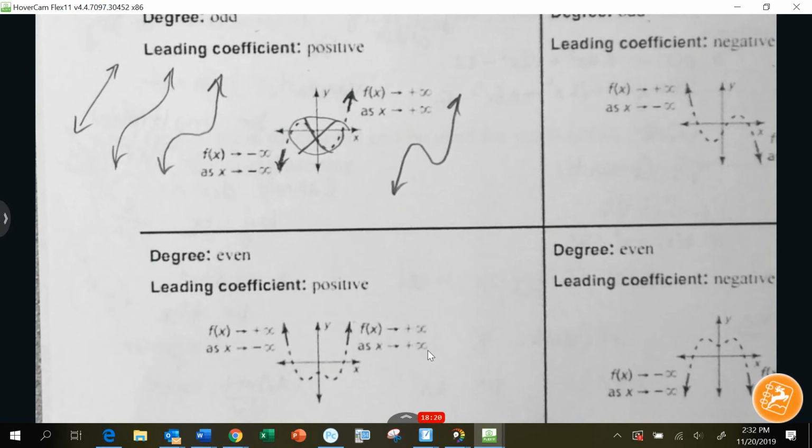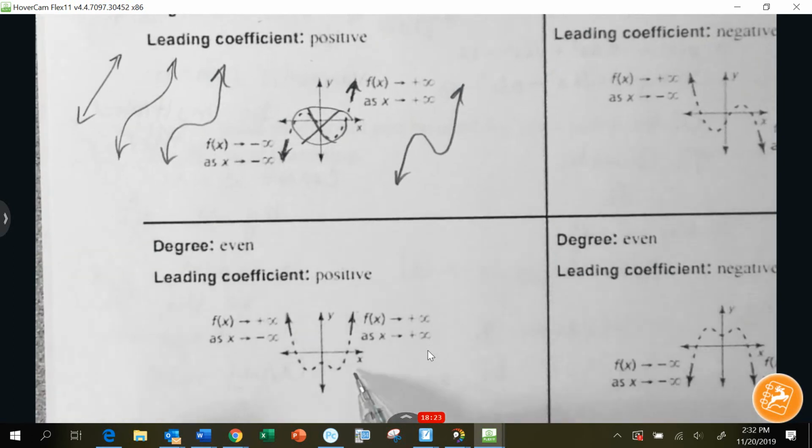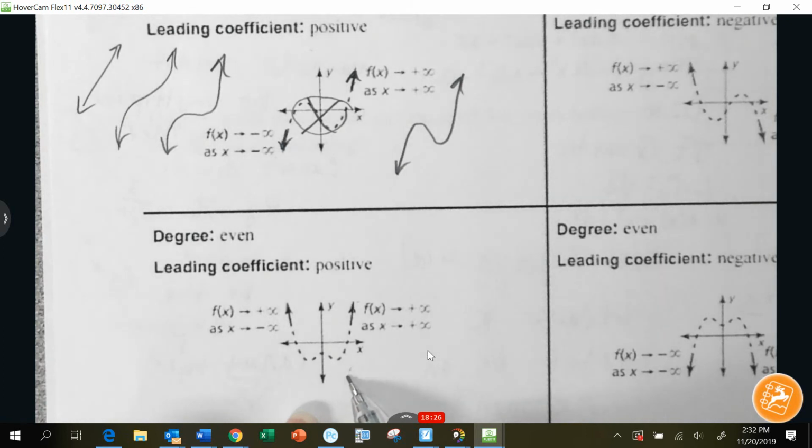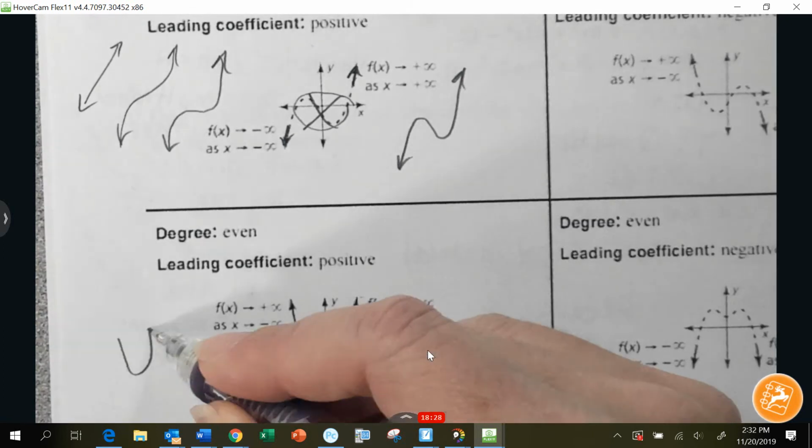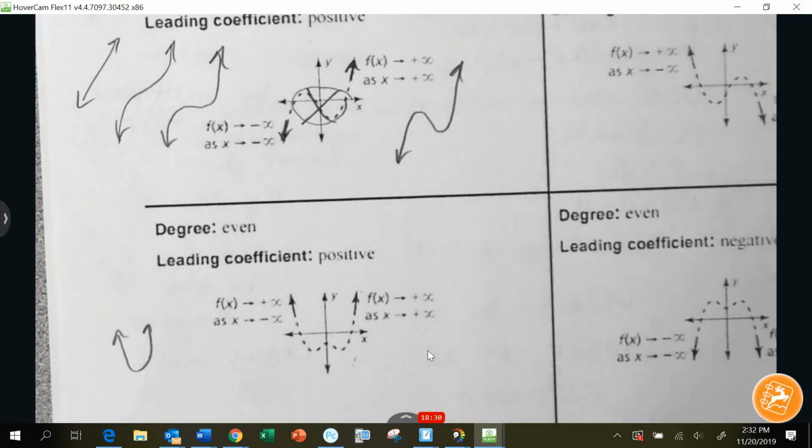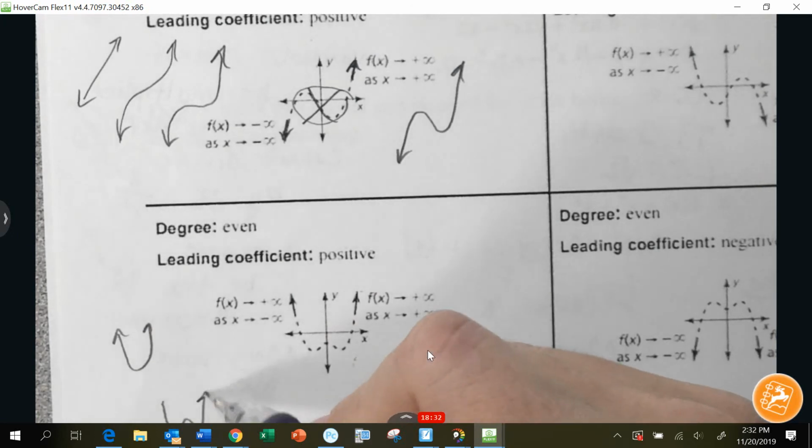Some of them look like that. It is not quadratic. That would have to be the 4th power or higher to look like that. A quadratic always looks like this. But when you get higher powers, the 4th power could look like this.